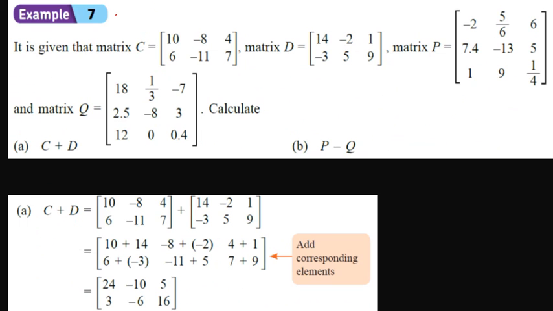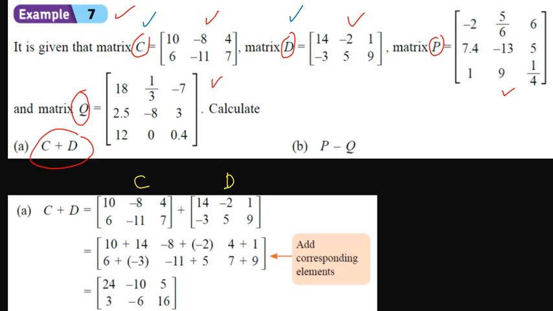Next, example 7. It is given matrix C. Matrix C is this one. Matrix D is this one. P is this one. Wow, very big. Mixed numbers, and Q, this one. So you calculate C plus D. So this one, C plus D, what do you do? You just add. This is your C. This is your D. You just add the corresponding element, 10 plus 14. You'll get this one.